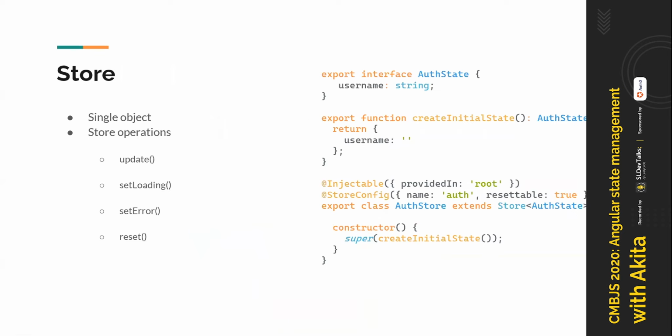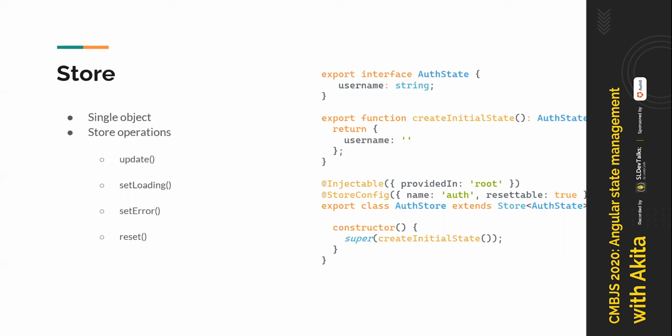When we are talking about Akita concepts, the first one is a store. An Akita store is a single object and it has several store operations. You can use the update method to update the store values. In this code snippet, you can see we can create a small core interface and create an initial state. Here I'm just setting the username property to an empty string. Then we can extend the Akita store and create our state. This is all you need to create an Akita store.